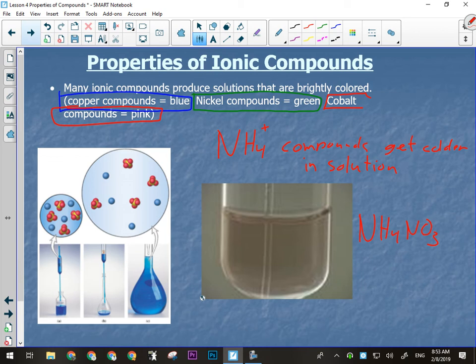Anybody ever use one of those commercial cold packs where you pop the little water bladder and then shake it up and it gets cold? The crystalline stuff inside there is ammonium nitrate. The little bladder that you pop just contains water. When that stuff dissolves in the water, it gets cold.